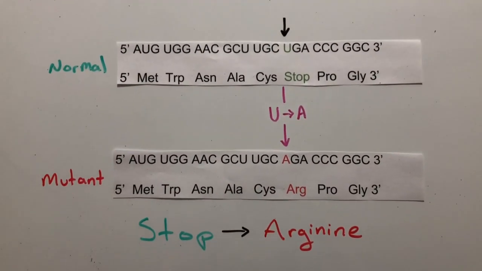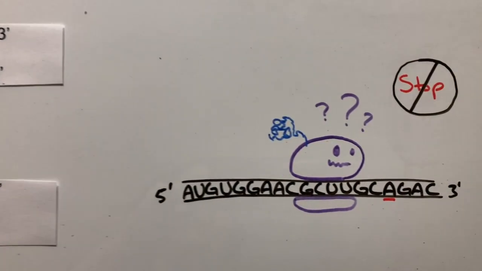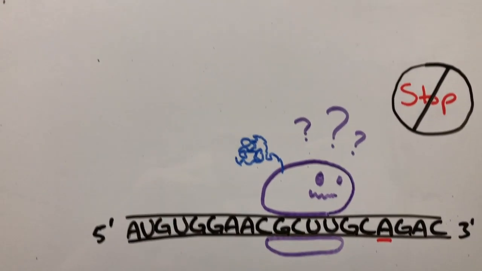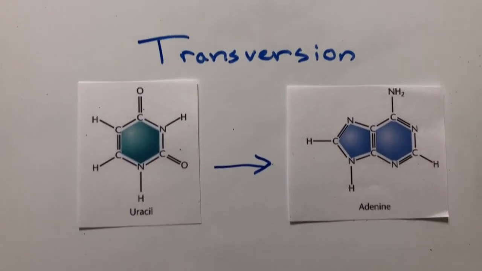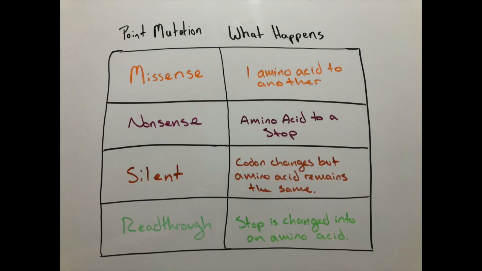This is when the stop codon is altered to code for an amino acid instead of a stop. The ribosome doesn't know it should stop and continues to add to the protein. This example is another transversion, since a uracil has been changed to an adenine. Here is a quick review of the point mutations.